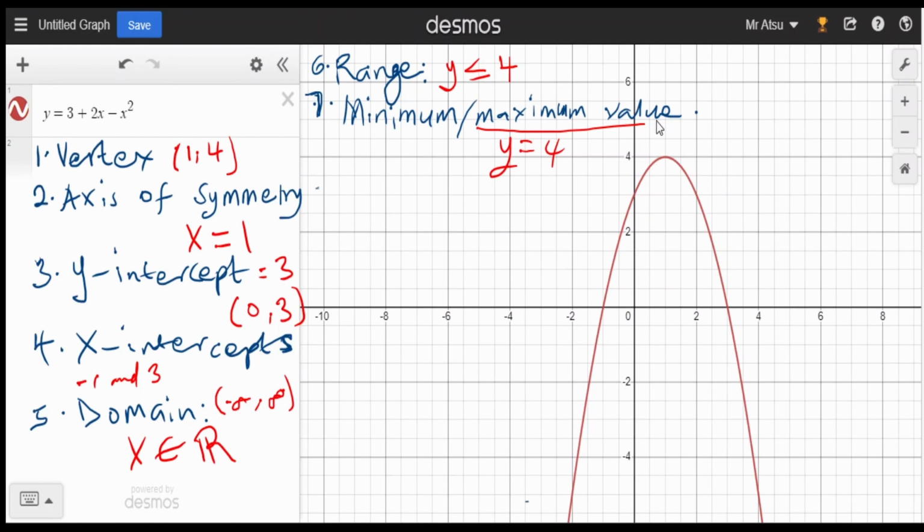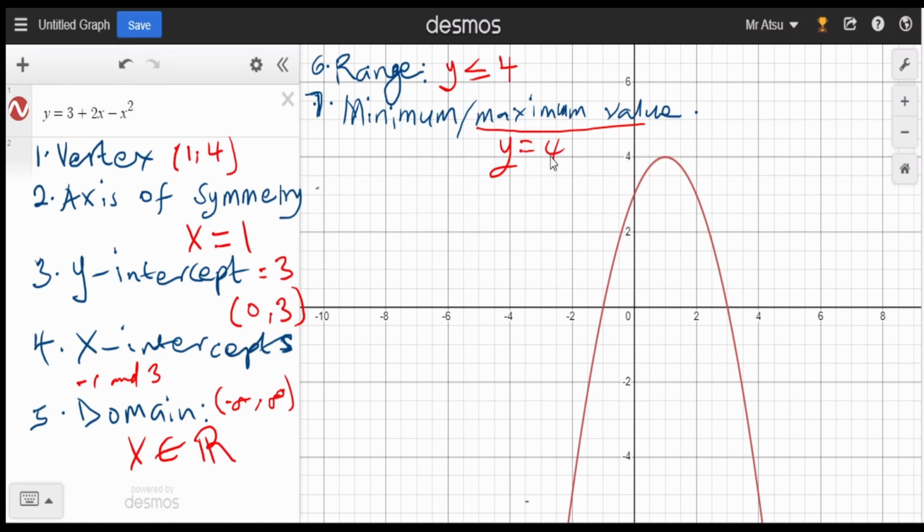Then we went ahead to talk about the range. We said the range of a parabola is the set of y values that make the graph defined. We demonstrated that when we draw any horizontal line along the y-axis, it will touch the graph only from 4 downwards. Any horizontal line from above 4 and upwards will not touch the graph again, so this is not part of the range. For that matter, we concluded that the range is any value from 4 downwards, and that is y less than or equal to 4.